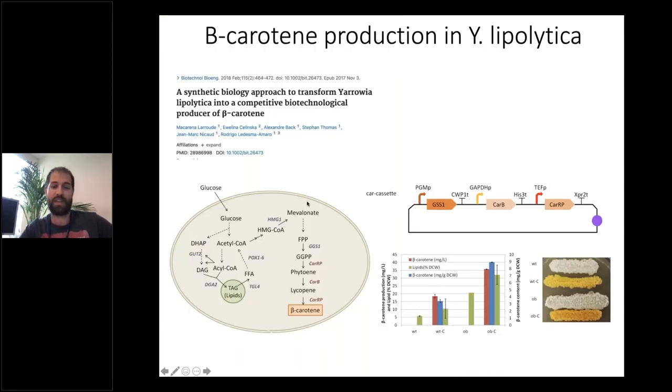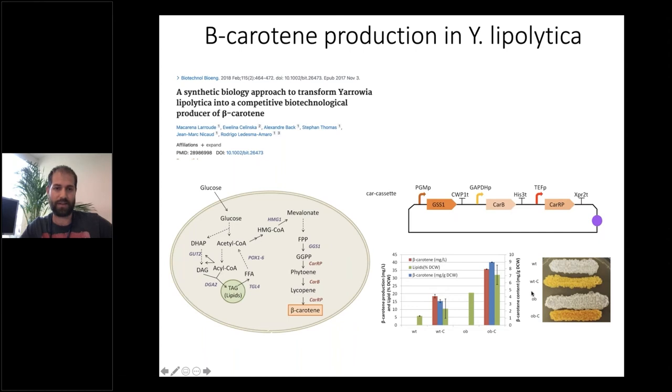And here we expressed different enzymes that were required to complete the pathway towards beta-carotene from the mevalonate pathway that was native in Yarrowia. So these two enzymes were required heterologously, and these two were expressed in this cassette together with the last step from the mevalonate pathway, here, GGS1. And by putting this cassette into Yarrowia, we were able to see this orange color that is typical of beta-carotene.